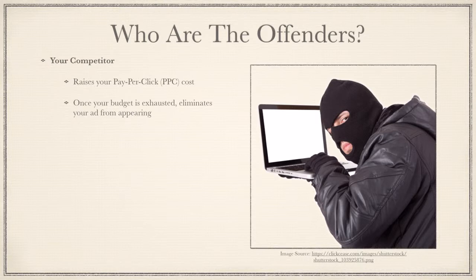Their main reason for this is that typically you're going to set a daily or monthly budget for your pay-per-click costs. So once your budget is exhausted, your ads are going to no longer appear on Google or whatever search engine you're using. So your competitor has a great advantage if they can sit there and just click through your links. They will eventually drive you off of Google, and then they can take your place as the advertiser.